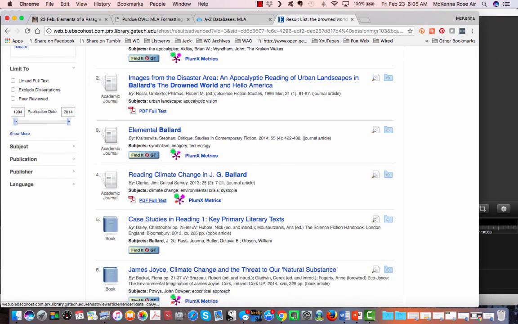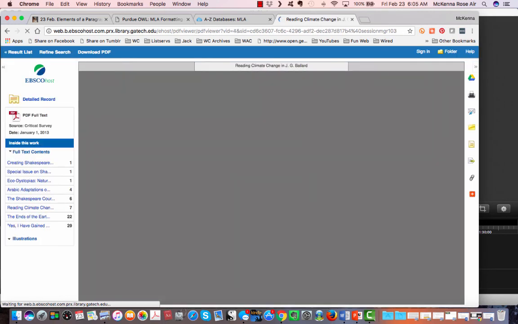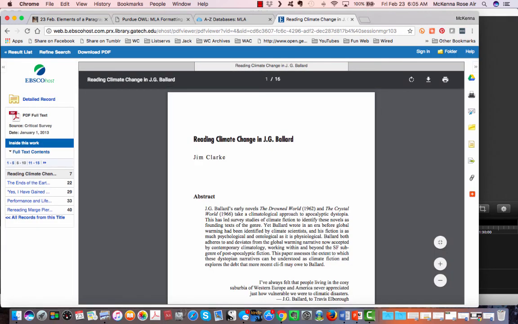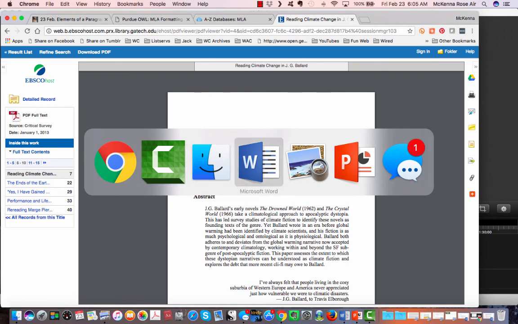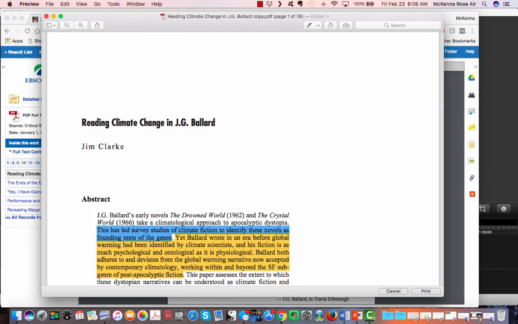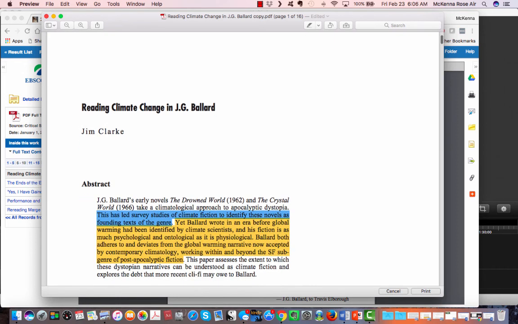Draw your attention to this article here by Jim Clark. You can download the full PDF. And then let's take a look at Clark's essay as an example of the type of structure that we're invested in. All right, so you can see in Clark's abstract, he follows the same type of condition and then destabilization of the condition in his abstract. So here's the condition.